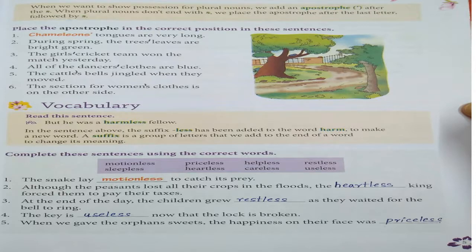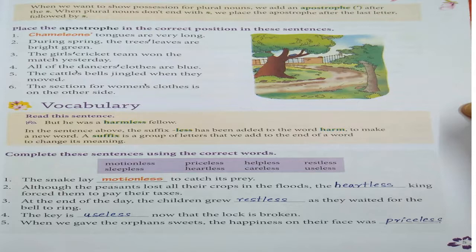The next sentence. The section for women's clothes is on the other side. Again this word women's, children. Women means plural. W-O-M-E-N. Women is plural. And singular is W-O-M-A-N. Woman. So women itself is a plural word which is ending with N.